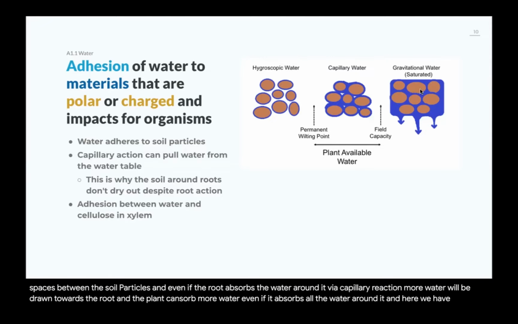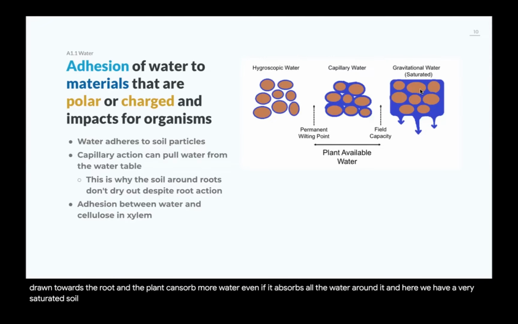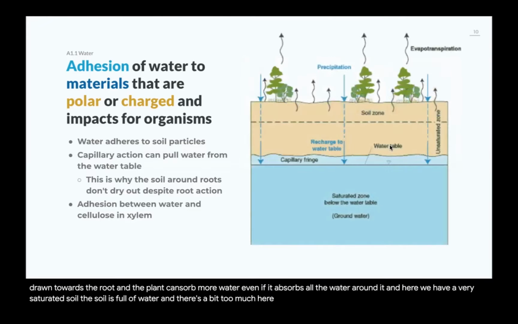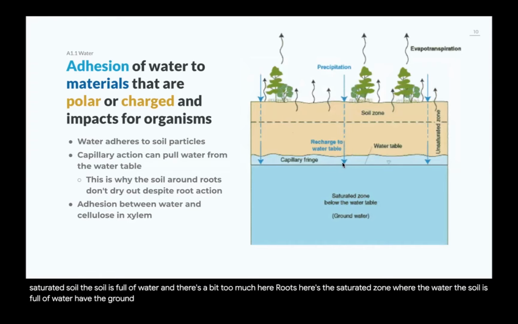And here we have a very saturated soil. The soil is full of water, and there's a bit too much here. Right, so you have the roots. Here's the saturated zone where the soil is full of water. You have the groundwater, but via capillary action, water will still climb up, and your roots have to reach this area so they can continue absorbing water.